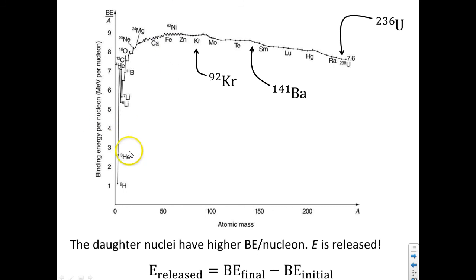So if we're to the left of iron, over here on this side, we release energy by taking two smaller nuclei and combining them together to get a heavier nucleus. Because that puts us farther to the right on the curve and a higher binding energy per nucleon. If we're to the right of iron, the way we release energy is by taking a bigger nucleus and splitting it into two slightly smaller nuclei. Because then the atomic mass has decreased and we've increased, we've gone up on the y-axis. We've increased the binding energy per nucleon.